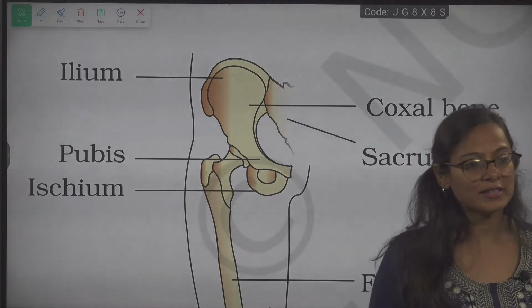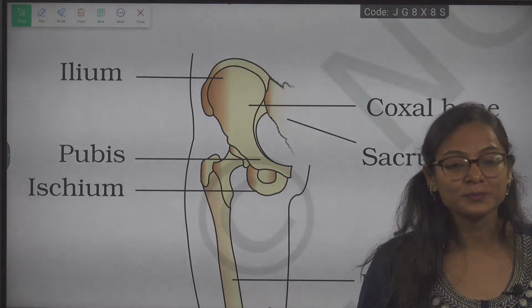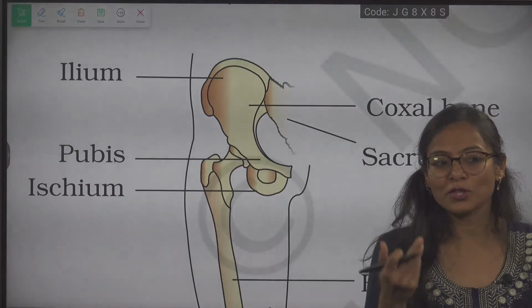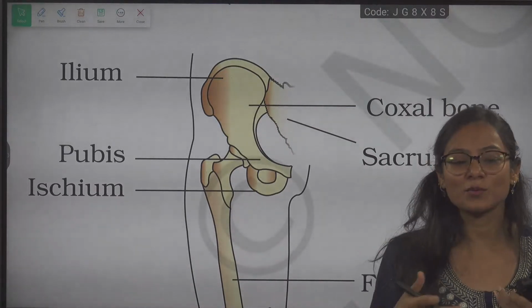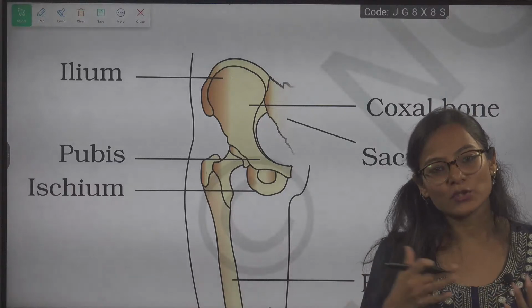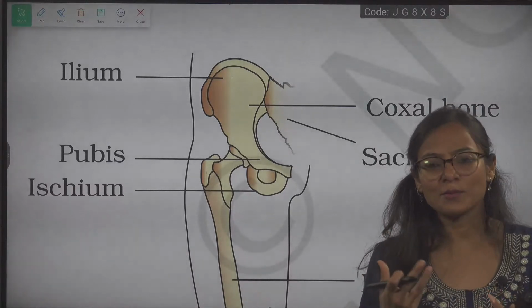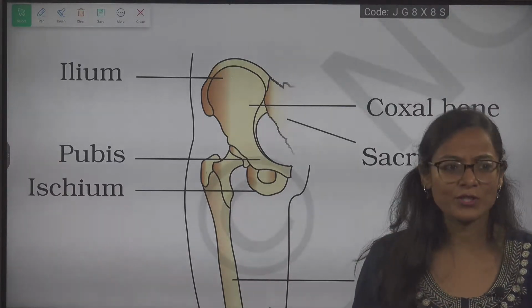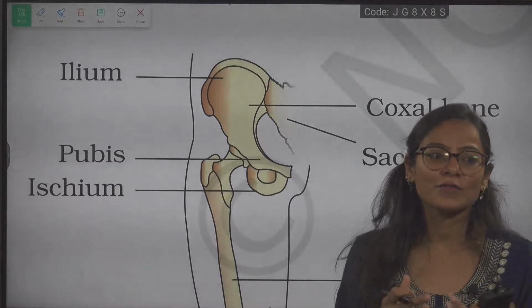So I think with this, we will end the lecture over here. And next class, we are going to talk about the joints, right? Joints in our body. Now all the bones are joined to each other. There are some specific types of joints present in between. So we will discuss that.